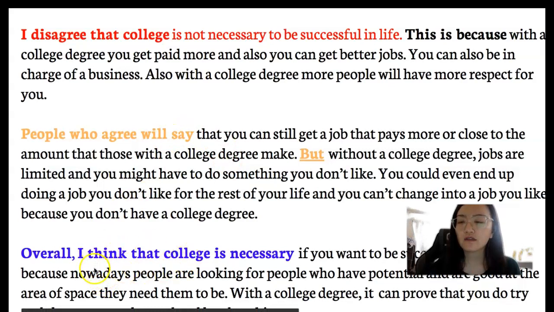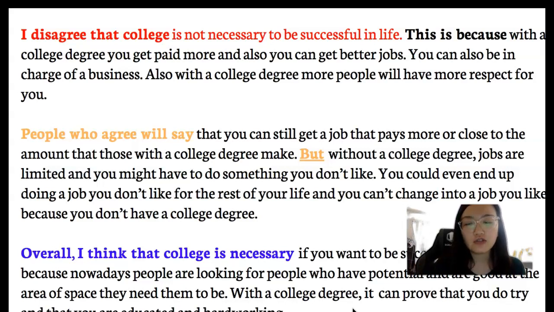And then the last paragraph is the conclusion. "Overall, I think that college is necessary if you want to be successful in life, because nowadays people are looking for people who have potential and are good at an area of space that they need them to be. With a college degree, it can prove that you can do what you are educated to do and that you are hardworking." So this is a 3-paragraph argument writing. This is an example of what you need to do for your argument writing.